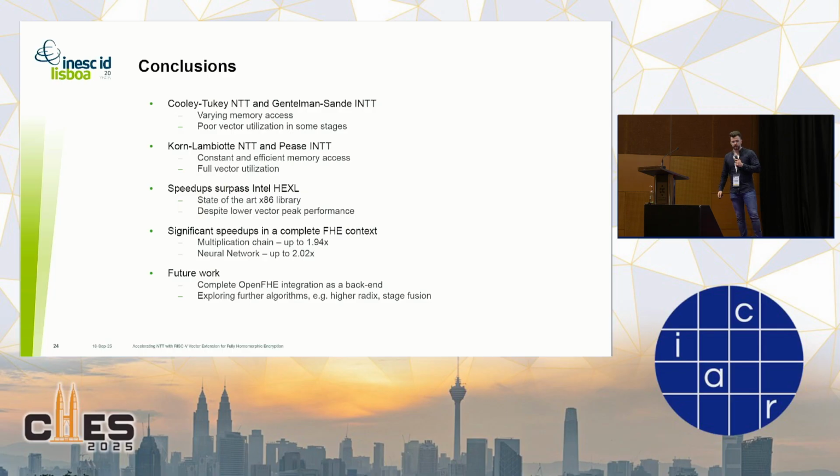Our speedups surpass Intel HEXL, which is the state-of-the-art library on x86, despite the fact that the architectures we test the RISC-V implementation in have significantly lower peak performance than the Xeon Gold processor we test HEXL in. We see significant speedups across full FHE applications, and in the future we wish to formalize the backend as an OpenFHE backend that you can pick when you're configuring it. And we also want to explore some further algorithms like higher radix NTTs, and trying to fuse some of the stages of the algorithm.